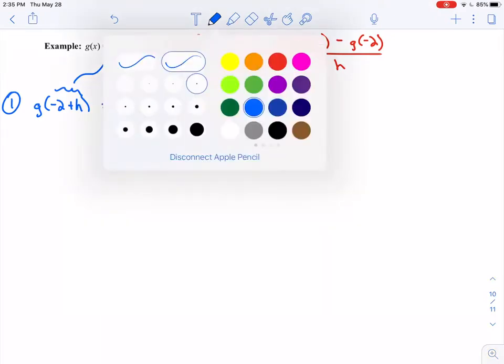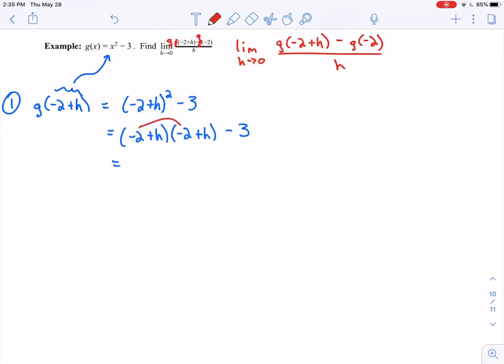So here you will have a little bit of work to do. We're going to have to FOIL this out, and when we do, I should end up with 4 minus 4h plus h squared minus 3. And we say, okay, we've got a like term there, 4 minus 3. I can say that's 1 minus 4h plus h squared. Once I get to a point where this doesn't simplify any further, I'm ready to move on to my next step.